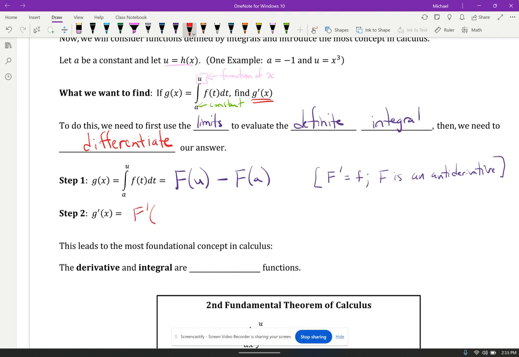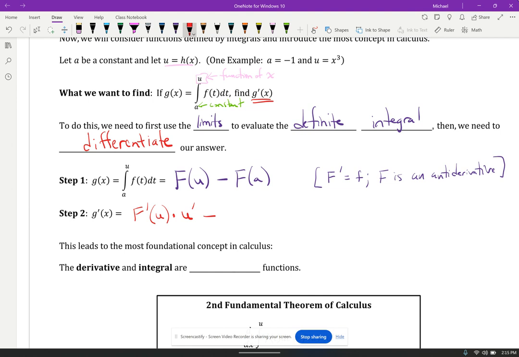except as I go to write the next part, I remember u is a function of x. So it's like an inside function. So then I'm supposed to multiply it by u prime, because I have to do the chain rule if I'm taking a derivative with an inside function. And u, we said, is a function of x. So I'm going to take the derivative of the outside with the inside still in it times the derivative of the inside, minus the derivative of f of a.